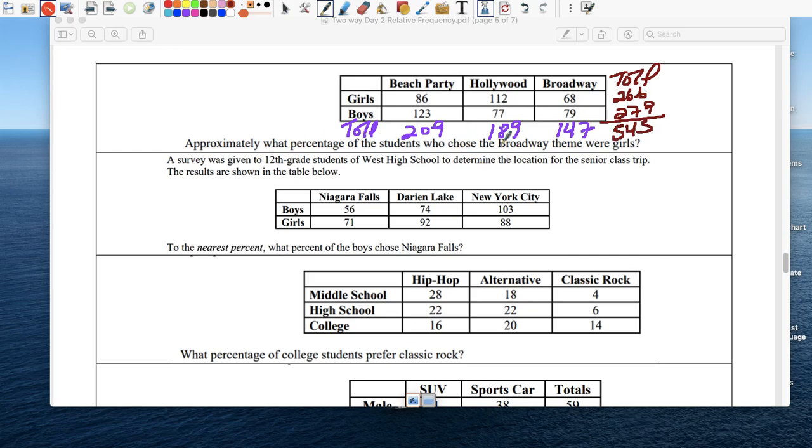Approximately what percentage of the students who chose the Broadway theme were girls? Here's the Broadway theme. Here's a column that represents all the people that chose Broadway, and there were a total of 147. How many of those 147 were girls? 68. Change that to a percent, and after you multiply by 100, you get 46.26, rounded, percent.